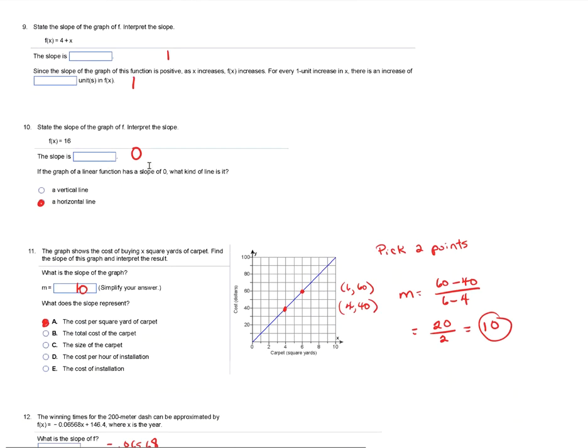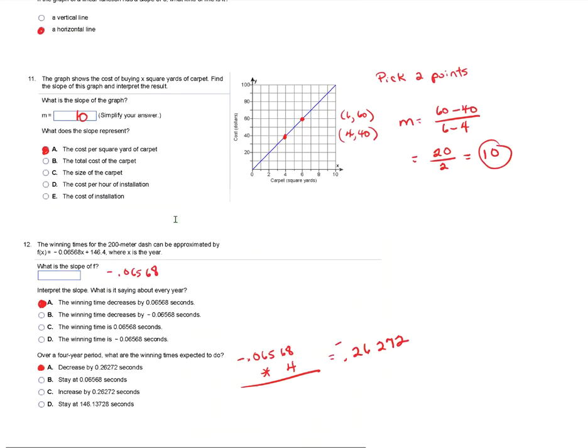State the slope of this one. All right, this is one of those constant functions. There is no x term. In a constant function, the slope of a horizontal line is always 0. If the graph has a slope of 0, it is a horizontal line.